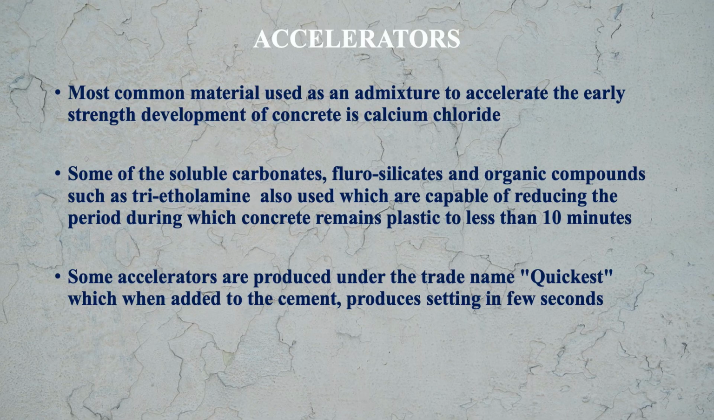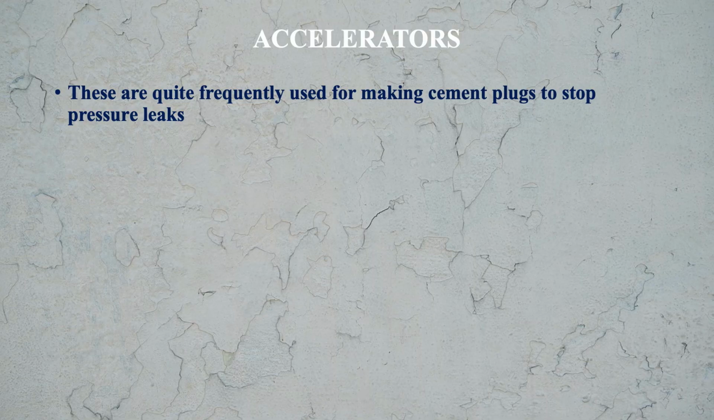Some accelerators are produced under the trade name of quicksat, which when added to the cement produces setting in a few seconds. So this is an effect of some of the accelerators which are called quicksat. So the setting happens very quickly. These are quite frequently used for making cement plugs to stop pressure leaks. Where there is a possibility of pressure leaks, these quicksats are used. So to stop those pressure leaks, we use such type of admixtures for making cement plugs.